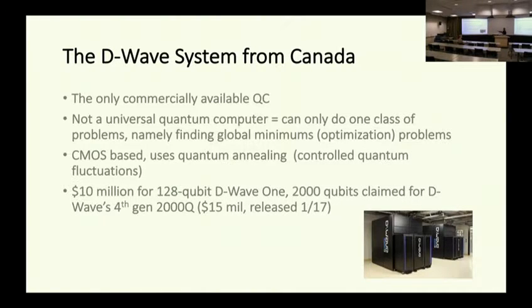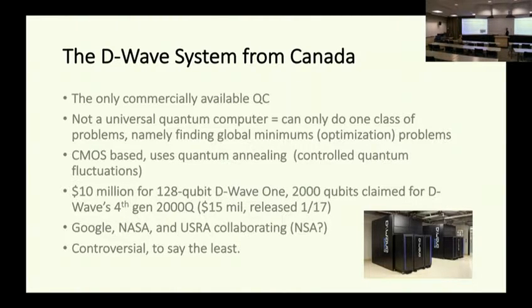They just released one in January, and they claim it has 2,000 qubits. Google, NASA, and USRA are actually collaborating to purchase these machines because they've been very, very controversial. A lot of people have used them, and they haven't found them to give any speed ups. And so whether they're doing anything quantum was questionable.